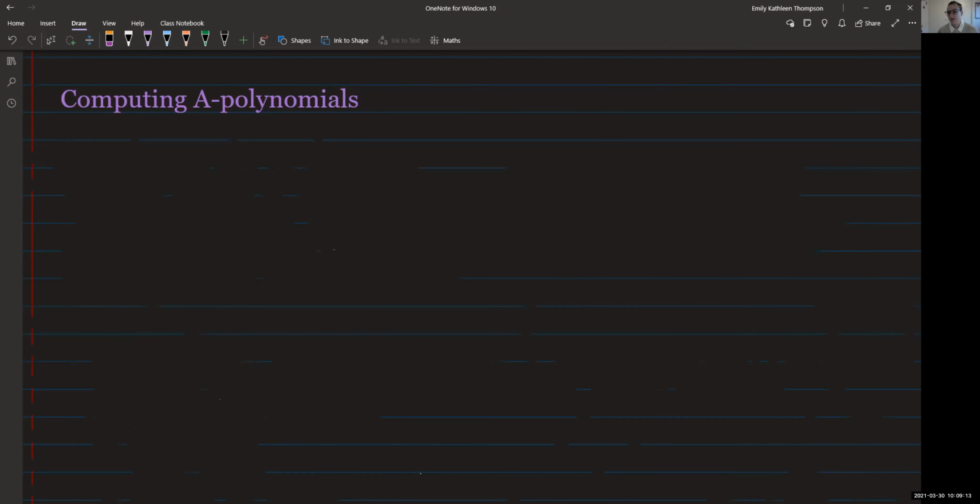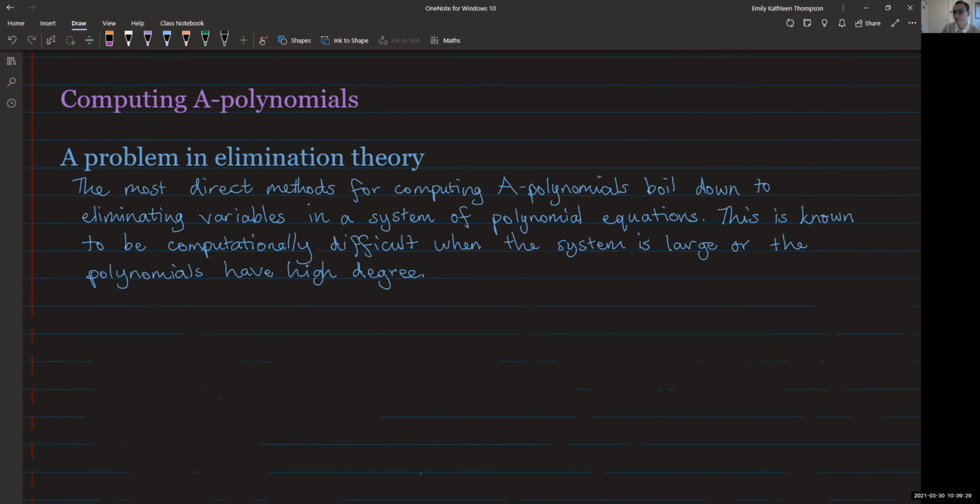So unfortunately, calculating A-polynomials in general is a hard thing to do. It all basically comes down to the problem that we're trying to solve a polynomial system of equations. All of the most direct methods for computing A-polynomials boil down to coming up with a system of polynomial equations in lots of variables. You'll have the variables L and M and then a bunch of other ones.